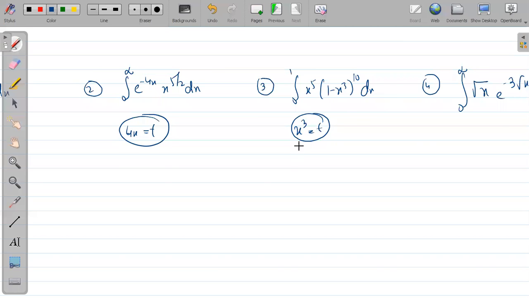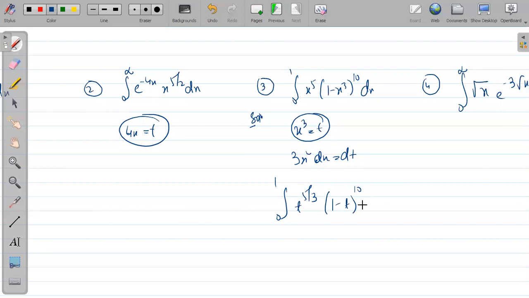Otherwise, let me do this question. It is a beta function question, no? It is 3x square dt. How will the limits be changed? The 0 to 1 limits will not change accordingly. This will be like this only. x to the power 5 is t to the power 5 by 3, so 1 by 3, t to the power 5 by 3, times 1 minus t.